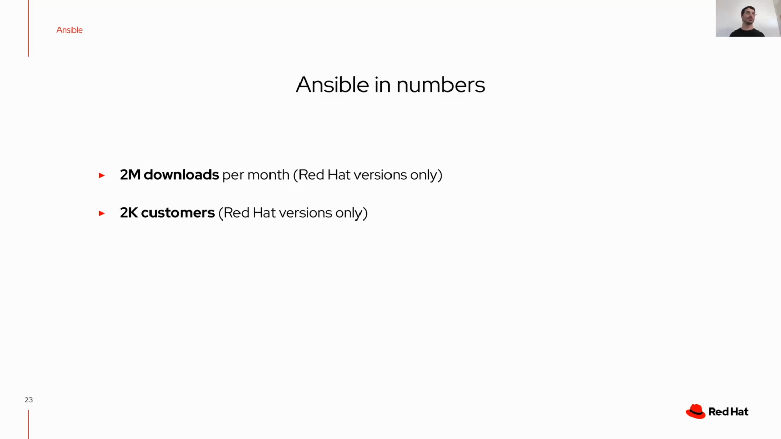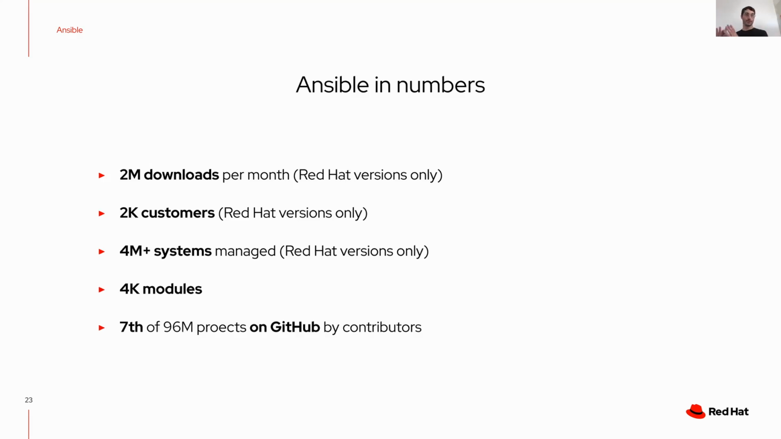There are more than 2,000 customers just on the Red Hat side, and then there is a huge amount of non-Red Hat customers that are still Ansible users. There are more than 4 million systems that are managed by Ansible, just Red Hat versions, more than 4,000 modules, and the open source version, so github.com/Ansible/Ansible, is the seventh most used or contributed to project on GitHub.